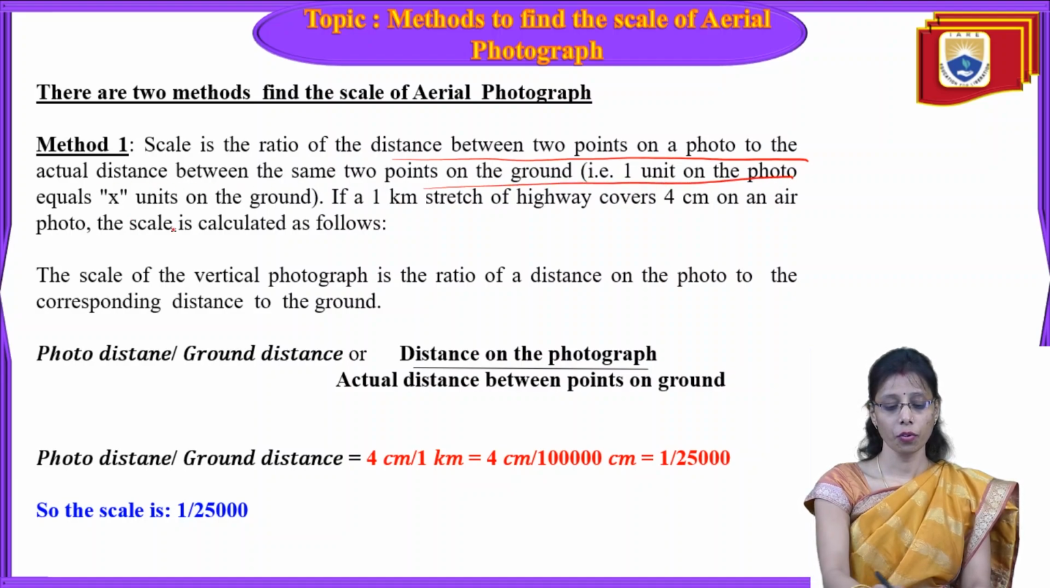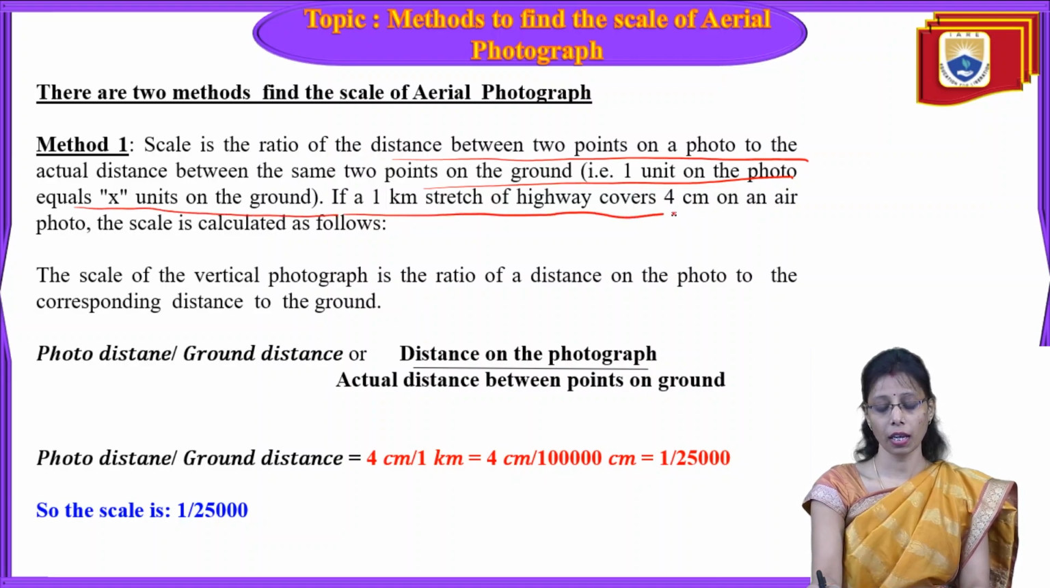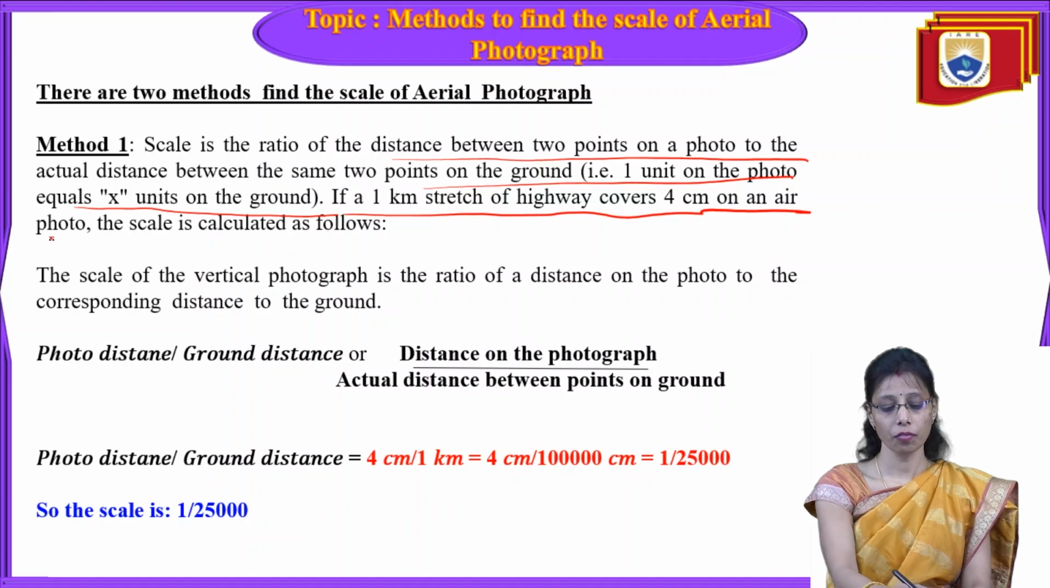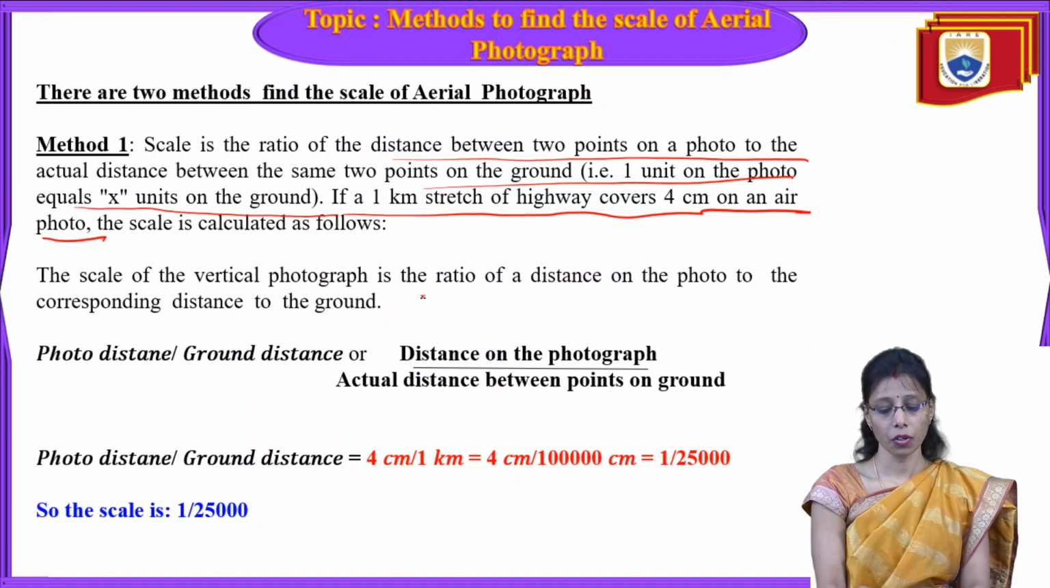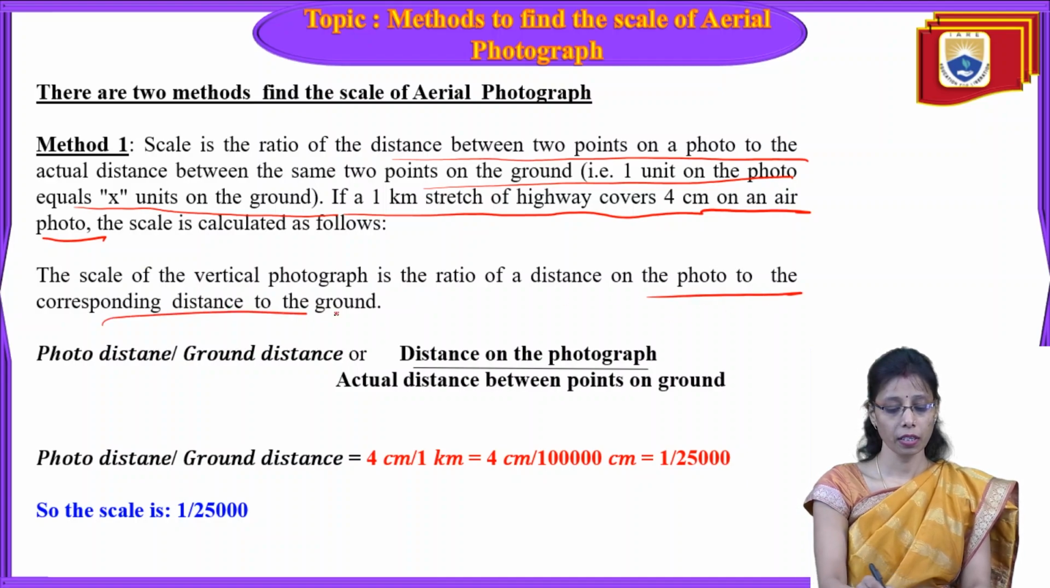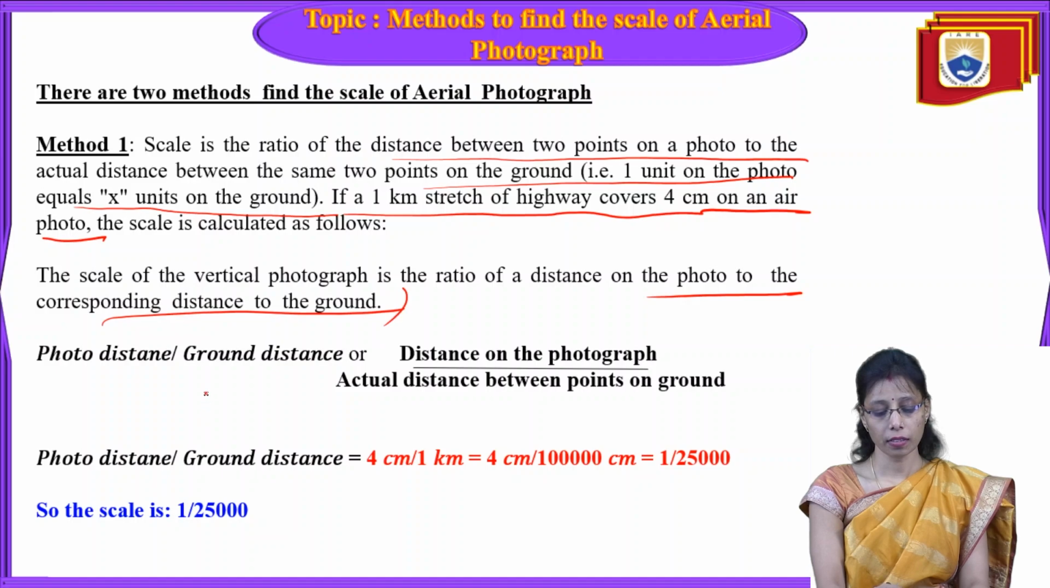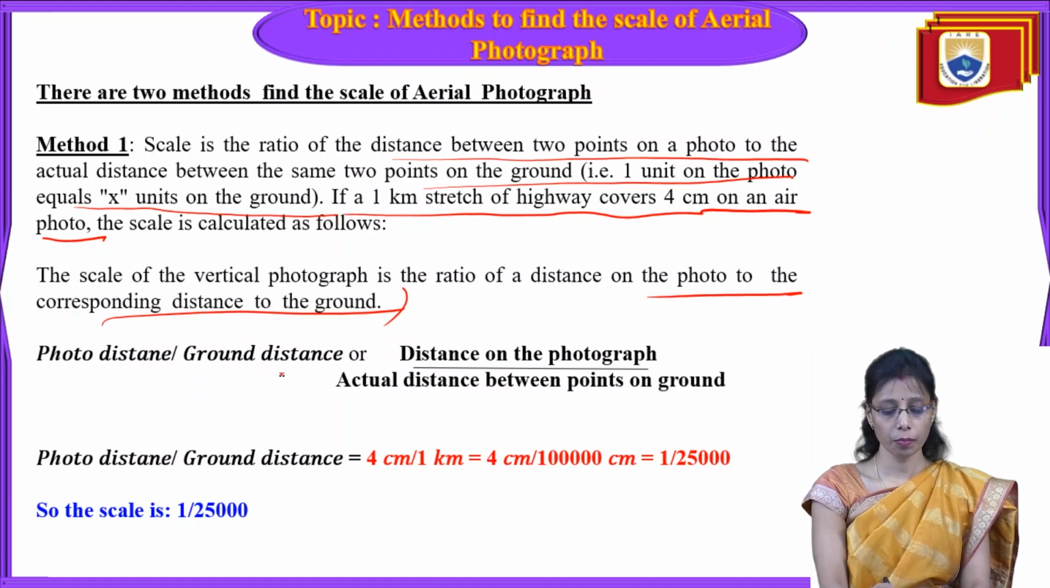So 1 unit on the photo is equal to x units on the ground. So if a 1 kilometer stretch of the highway covers 4 centimeters of the aerial photo. Okay, so the scale of the vertical photograph is the ratio of the distance between two points on the photo and the corresponding distance on the ground. So now, photo distance: this method is about how we can find out the scale. So, photo distance by ground distance.